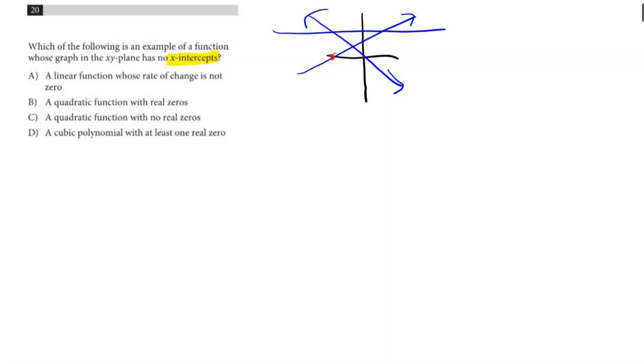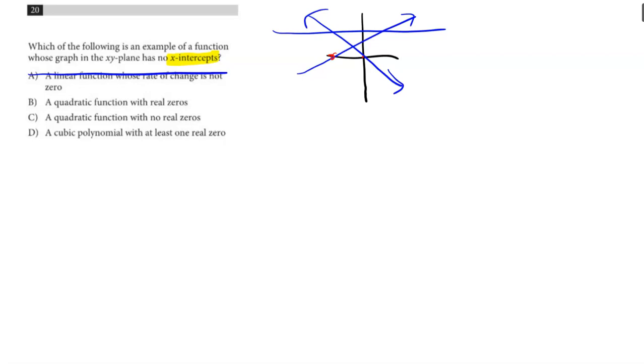Which of the following is an example of a function whose graph in the xy plane has no x-intercepts? So I cannot have an x-intercept. Let's look at the options. Part A, a linear function, a line whose rate of change is not 0. That would be something like this or something like that, and either way I'm going to have an x-intercept somewhere. The only way I couldn't is if my rate of change was 0. So A is wiped out.